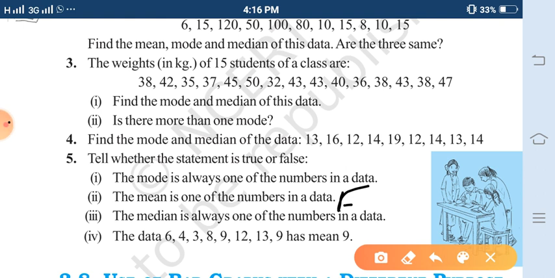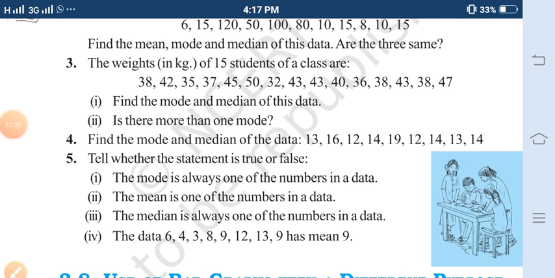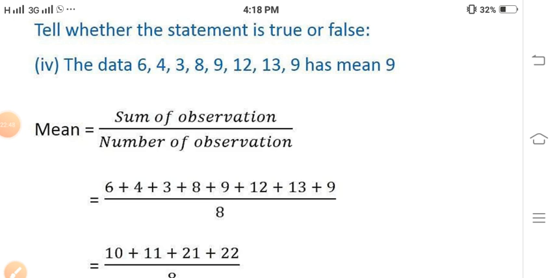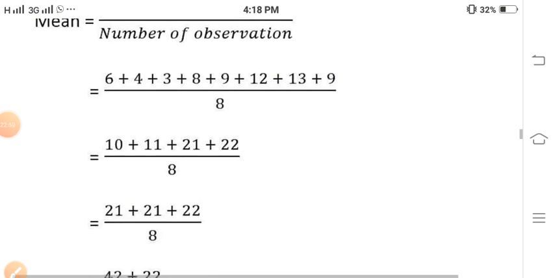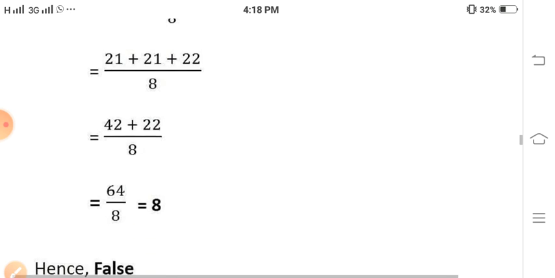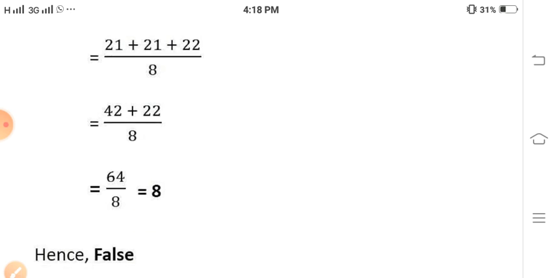Third, the median is always one of the numbers in the given data. Students, since we always look for the median in the given data by arranging them in ascending order, so it is true. The data 6, 4, 3, 8, 9, 12, 13, 9 has mean 9. Students, here you will check the given data and you will check whether it is equal to 9 or not. After checking, we got the answer 8. Since 8 is not equal to 9, therefore it is wrong.